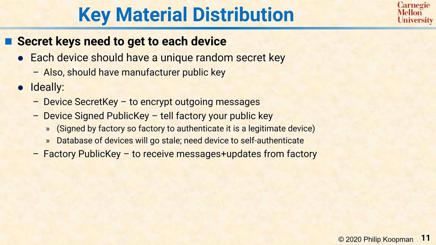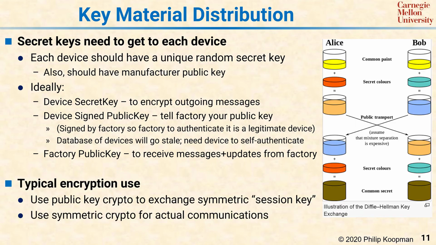Once you've provisioned the device with these secrets, you can then use standard ways of doing key exchange and bootstrapping communications. Typically what you see is an initial exchange of messages is done with an asymmetric cryptographic algorithm using public keys. Now that's computationally expensive, so you don't want to send a lot of data that way, but what you do send is a couple messages up front to set up a randomly selected symmetric key.